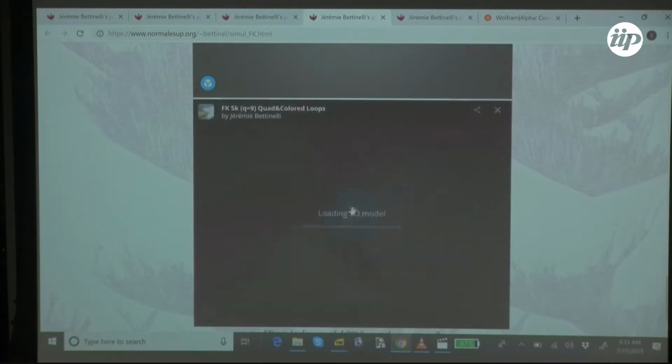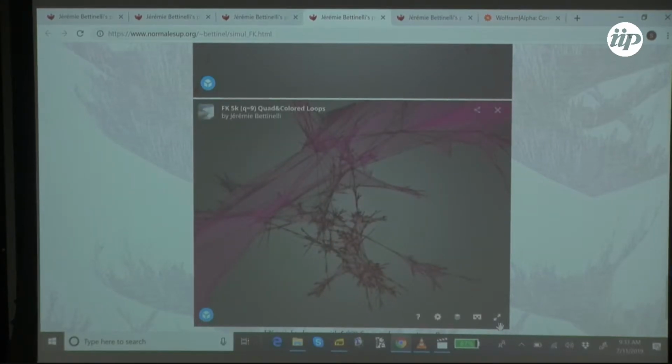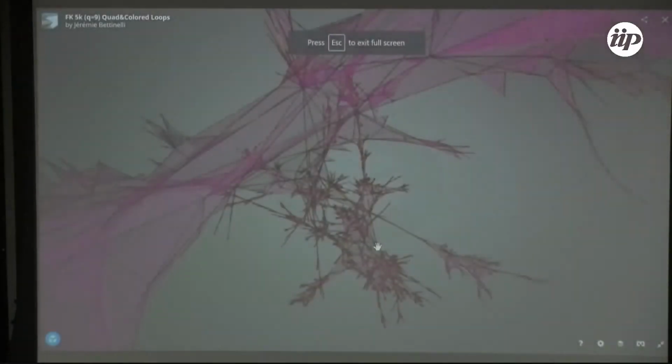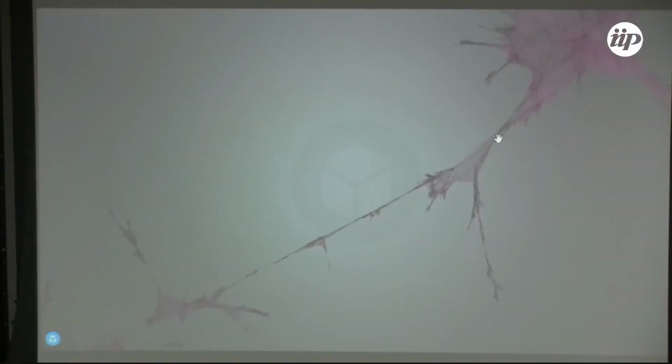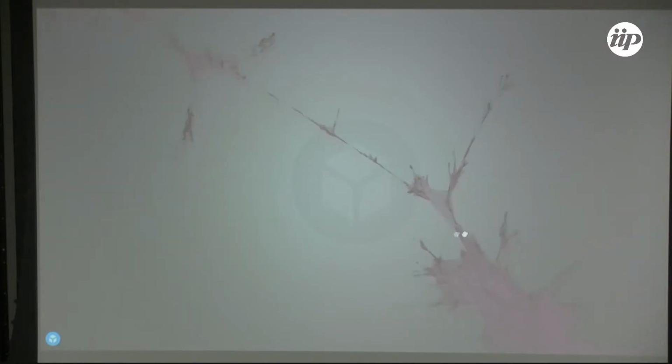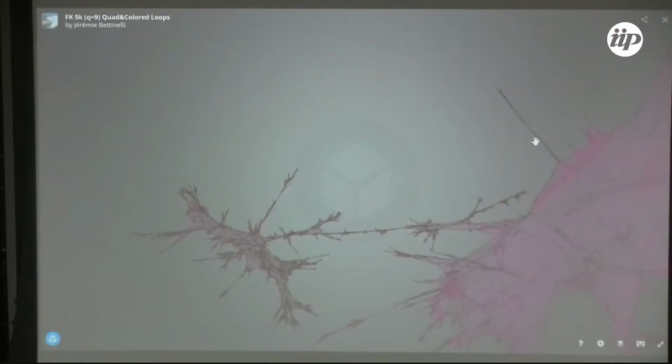It shouldn't make a difference in the limiting behavior. So I'm sort of mixing the two. Here's one where you have a very high value of Q, so it starts to look much more like a tree. And in the scaling limit, we would expect it to actually be a tree.